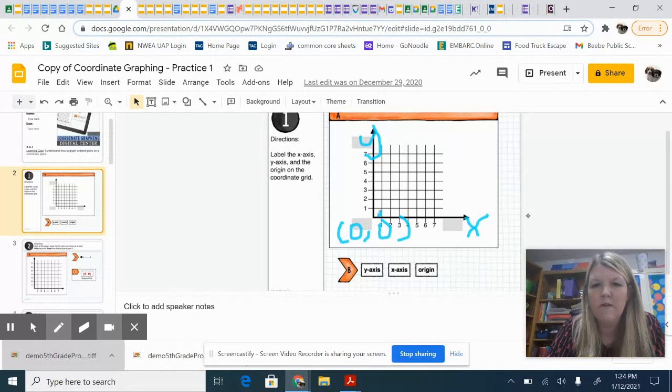So this point, right here, it's kind of hard for me to get it on here. That is called the origin where they meet. And now we're going to use that to graph some points.